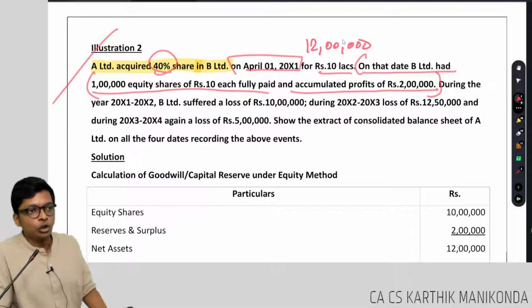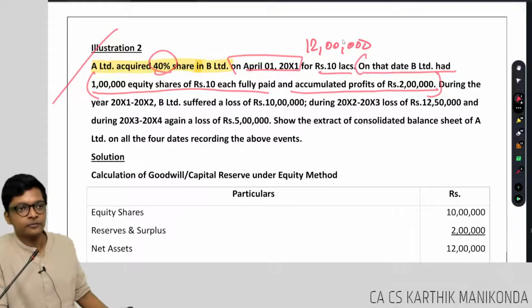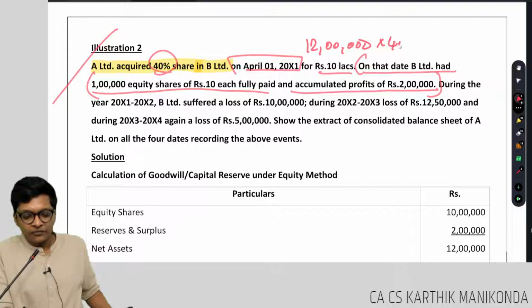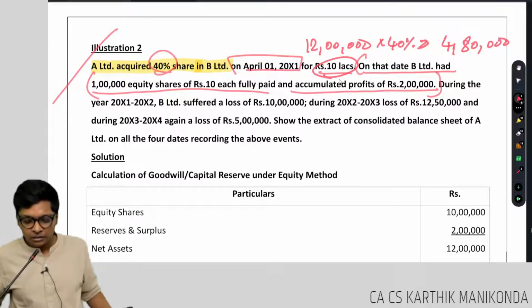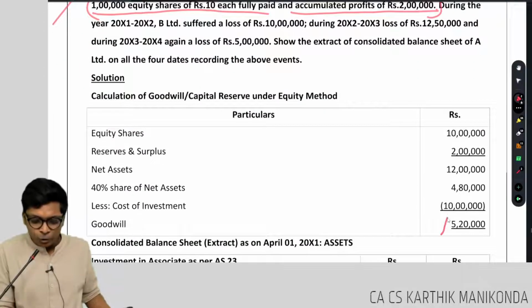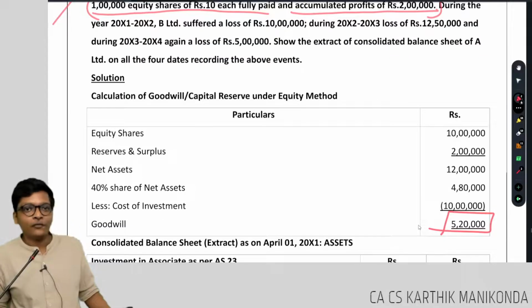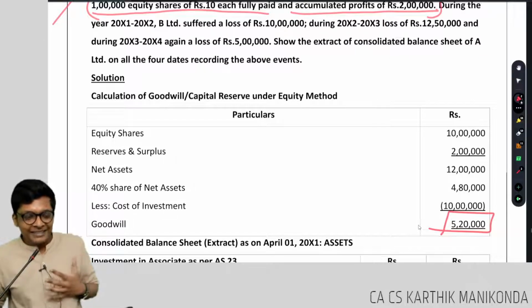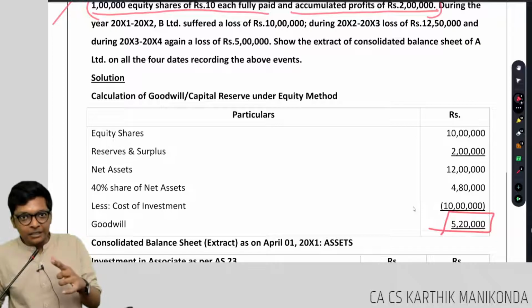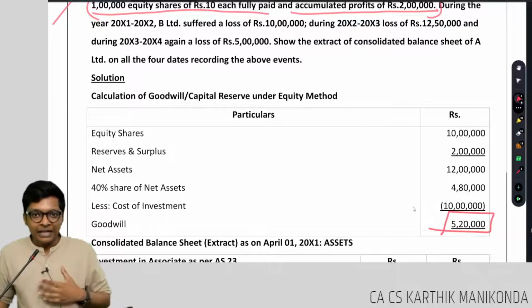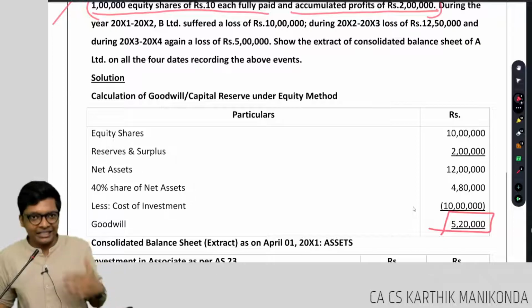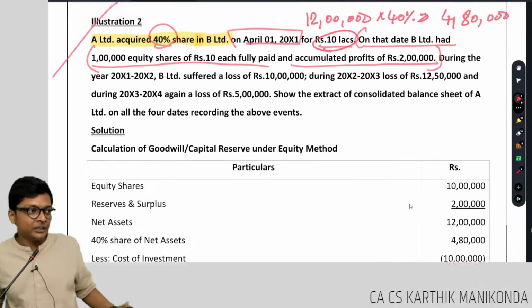10 plus 2. In that, what belongs to me? 40%. How much is that? 4 lakh 80. I bought 4 lakh 80 by paying 10 lakhs. Goodwill is 5 lakh 20. Goodwill over. Are you following? See, this is easy here because we spent so much time on consolidation of subsidiary. Otherwise also you can learn, but that conceptual understanding.